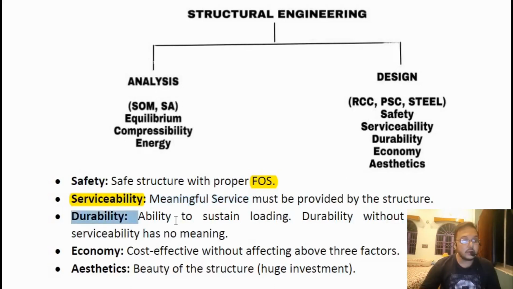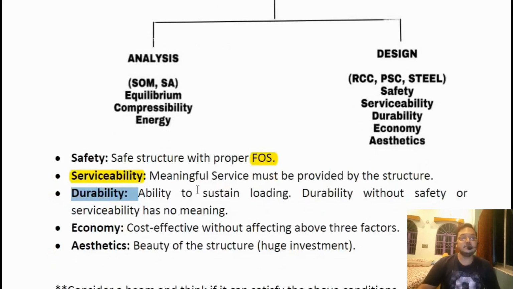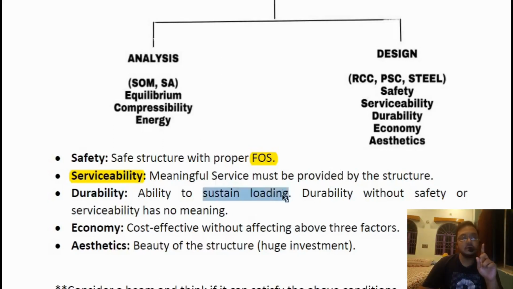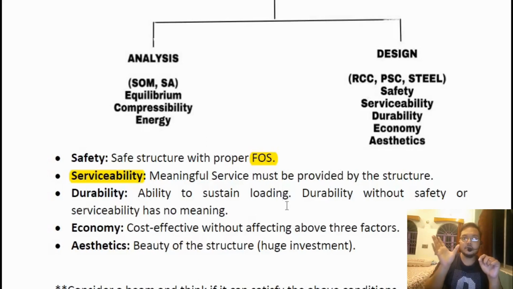Moving on, durability is the next factor. It should be able to sustain the loading, and durability without safety or serviceability has no meaning. First of all, let's know the meaning of durability. Durability is the ability of a particular element or system or structure to sustain the loading. So if my beam which I have designed, suppose for 10 kilonewton or 15 kilonewton, whatever the load on it, it should be able to take that particular load.